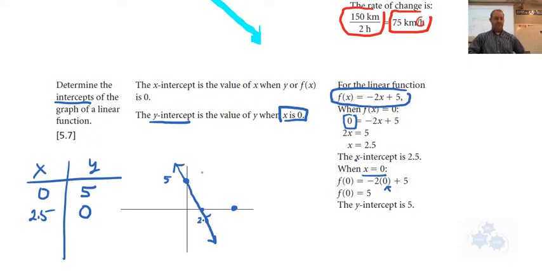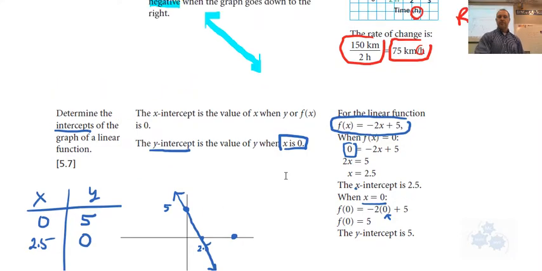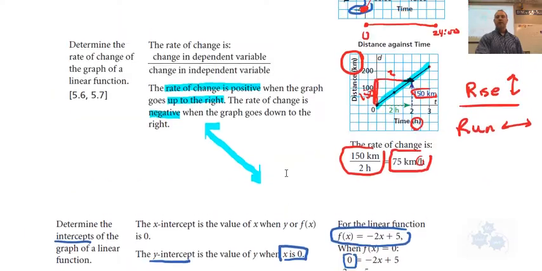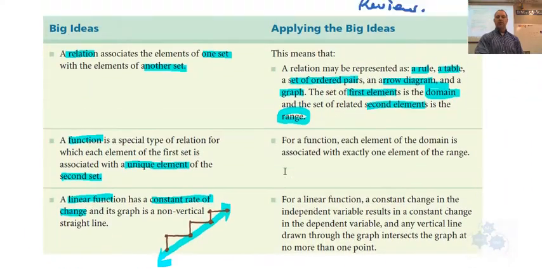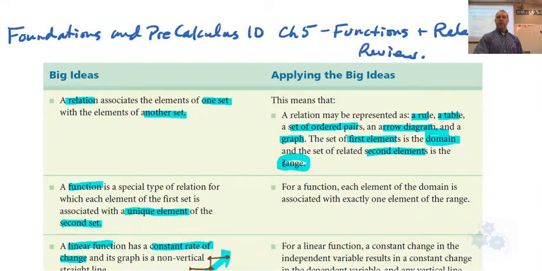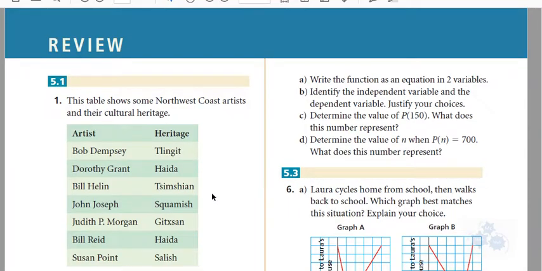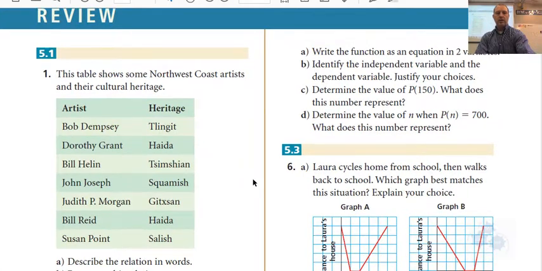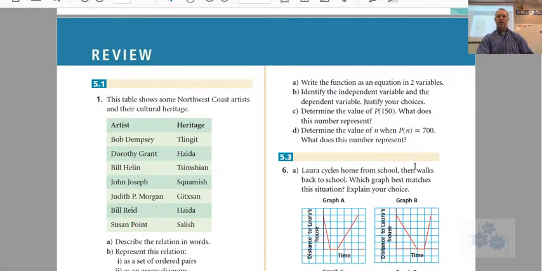No? Okay, that is the review. And again, that's in your textbook, pages 324 and 325. That's a review of the whole chapter, chapter number 5, functions and relations. Okay, so here are the review questions from the textbook. I'll show these on the video in case you forget your textbook at home.